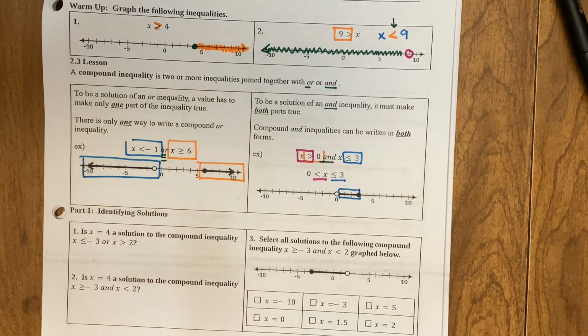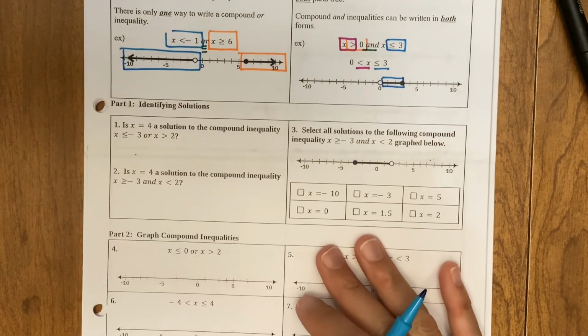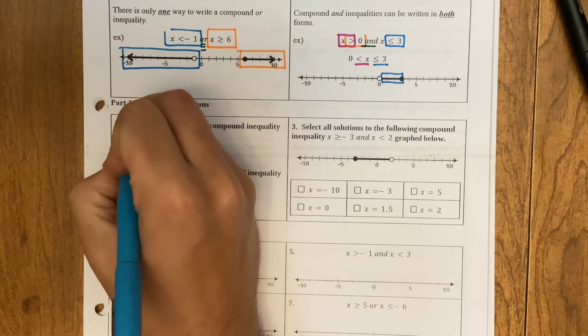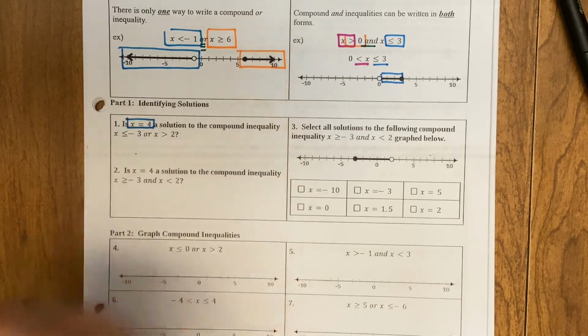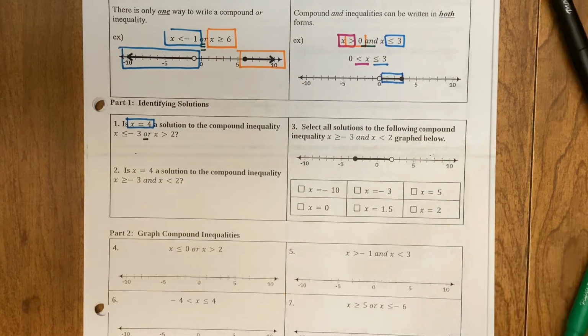So the first part is we need to be able to identify if it's a solution by being given a number and knowing the and or situations, or by looking at a number line. And that's what these next 3 do. Okay, so on this first one, they want x to be a 4, and it's an or situation.